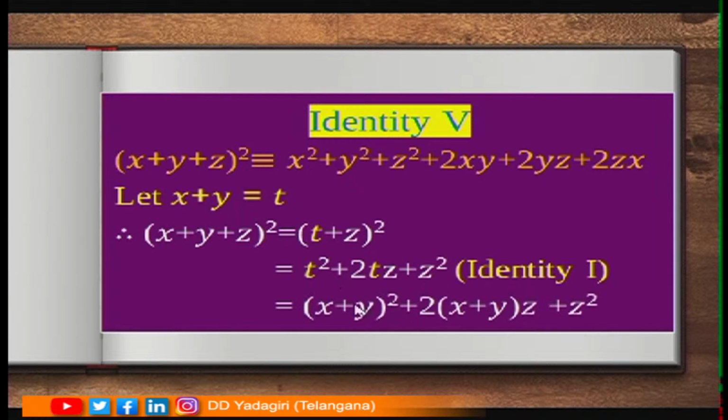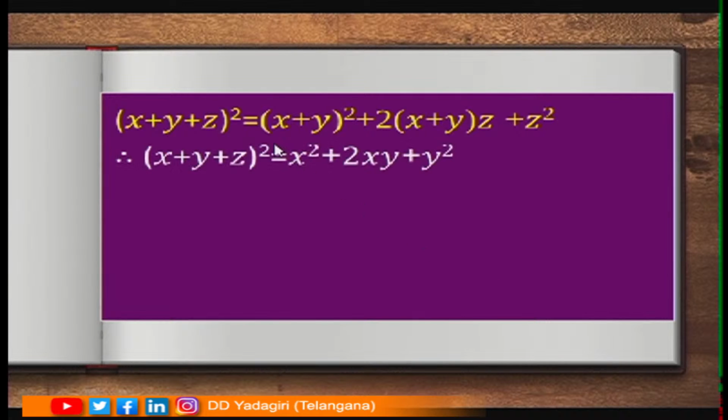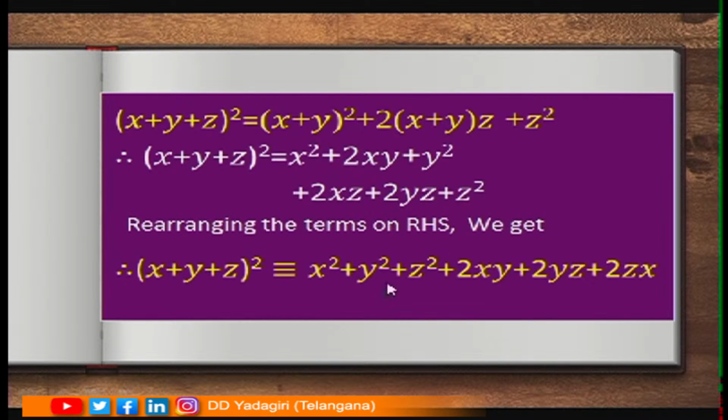So, it is x plus y whole square plus 2 into x plus y into z plus z square. When you expand this x plus y whole square, it is x square plus 2xy plus y square. Now, multiply 2 with x plus y into z, so it is 2xz and 2yz, plus last term z square as it is. When you rearrange all these terms, the first term x square, second term y square, third term z square, remaining terms, you get it as x square plus y square plus z square plus 2xy plus 2yz plus 2zx.